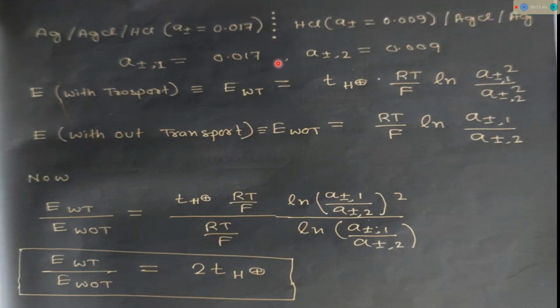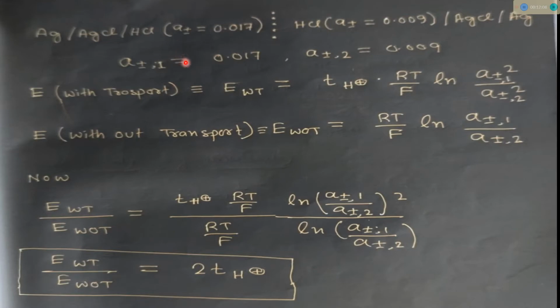That means the mean ionic activity of the electrolyte in the left half cell is greater than the mean ionic activity of the electrolyte in the right half cell. So if a plus-minus 1 is greater than a plus-minus 2, then we can write this. Please keep in mind, this is always valid.